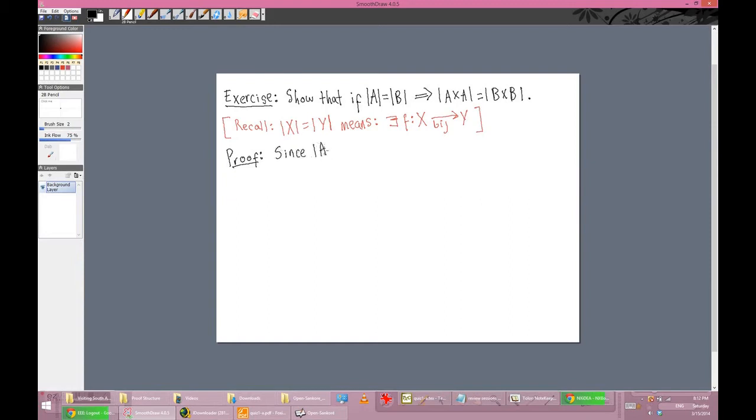First, since A and B have the same cardinality, then by definition we can fix some bijection f from A to B. It doesn't really matter if we take f from A to B or from B to A, because the inverse of a bijection is also a bijection. We want to show that A cross A has the same cardinality as B cross B.